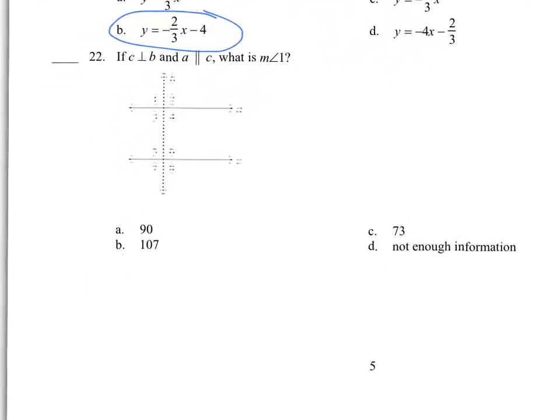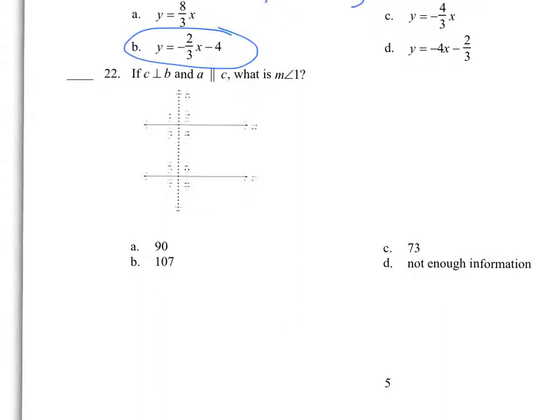Okay, number 22. C and B are perpendicular. This is C down below, and this is B right here. So that means that's a right angle. A is parallel to C, so these two lines are parallel. Now if they're parallel and it's perpendicular to one, it's also perpendicular to the other.